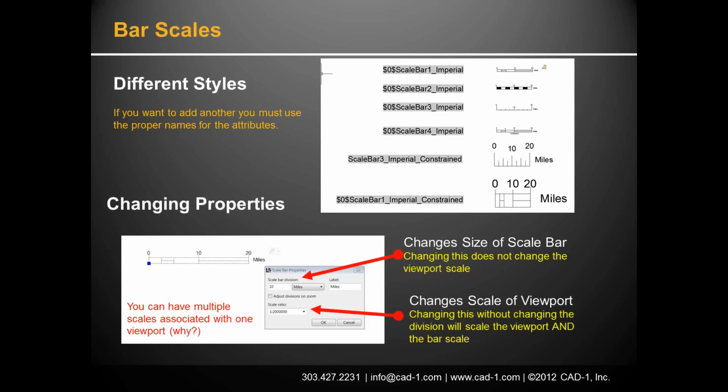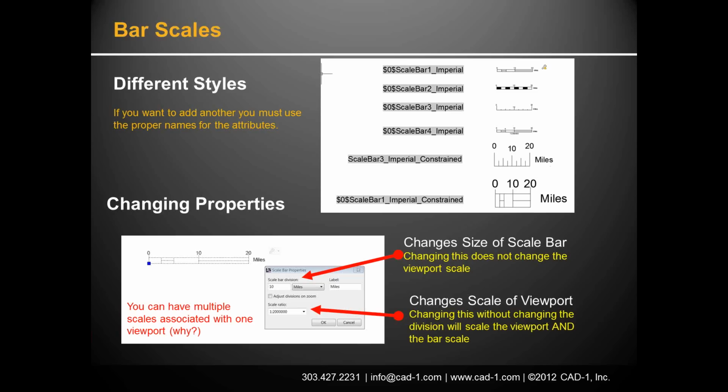Okay, so if I want to, and I brought that in, and I need to change the scale of my viewport, or I need to change the division of my viewports, as you see there, I've got it set to 10 miles, etc. I can change the size of the scale bar. So changing the bar division actually does change the size of it. In other words, it scales it up and down. It does not change your viewport.